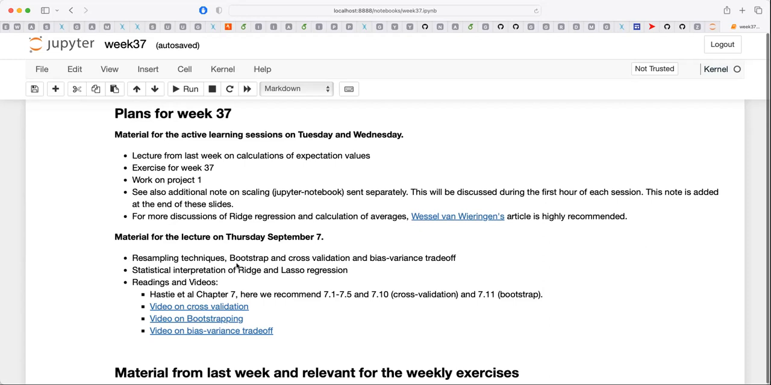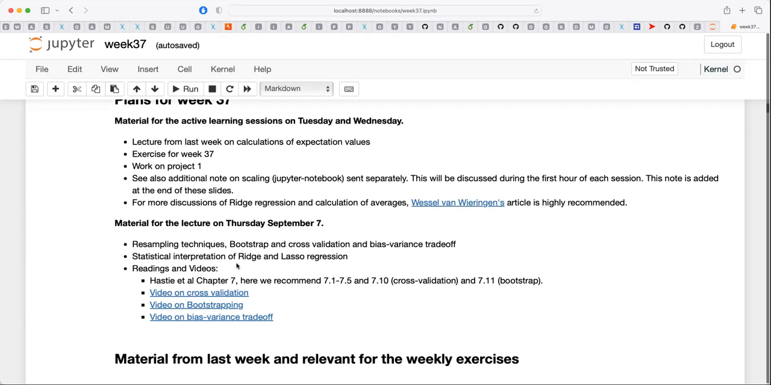The other thing is that I added at the end a note, the note which I sent in the beginning of the week about scaling. So this is now included in the lecture notes or the weekly slides this specific week. And there were some small missing things, and I just updated the codes.